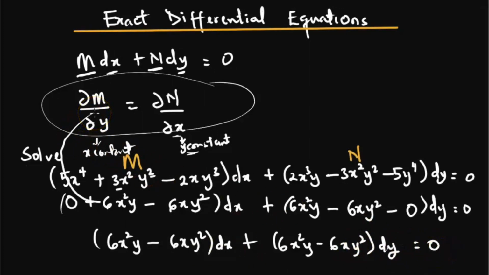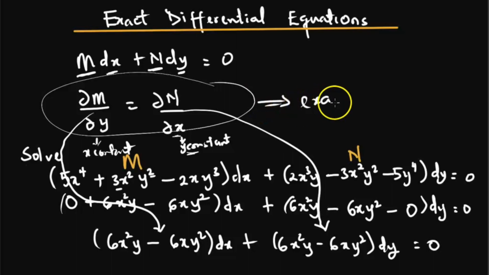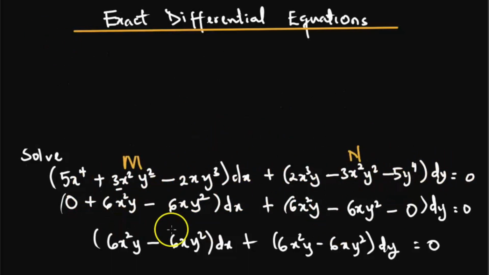So we have ∂M/∂y equals ∂N/∂x. Therefore, we have confirmed that it is an exact differential equation. Now that we have confirmed that this equation is exact, how do we then solve it? The next thing to do is to come back to the original question that was given, and apply a very simple formula that will always work for any exact differential equation.